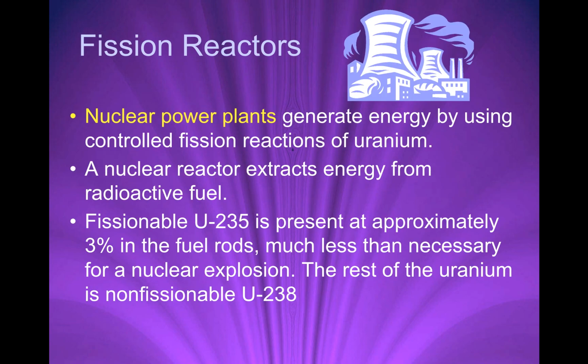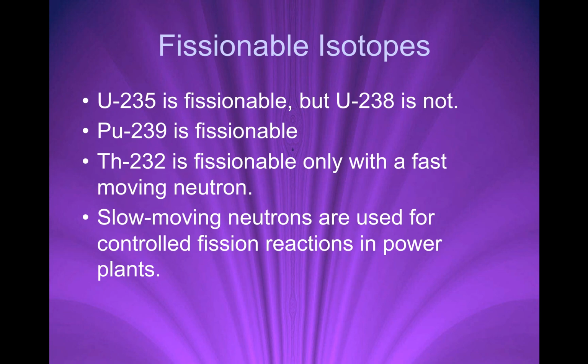Nuclear power plants generate energy by using controlled fission reactions of uranium. A nuclear reactor extracts energy from radioactive fuel. Fissionable uranium-235 is present at approximately 3% in the fuel rods, much less than is necessary for a nuclear explosion. The rest of the uranium is non-fissionable uranium-238.